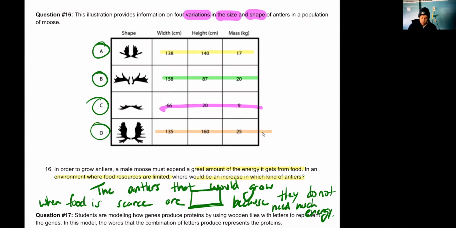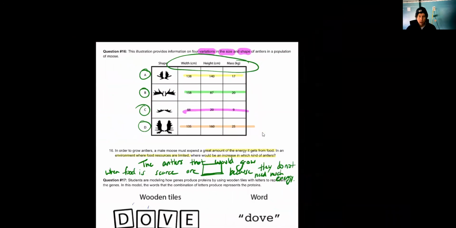Look at the top, there's something here at the top. We have the weight, the width, the size. We're going to try to find the ones that need the less energy. So you should be able to look at that chart and figure that out and try to find those types of antlers.